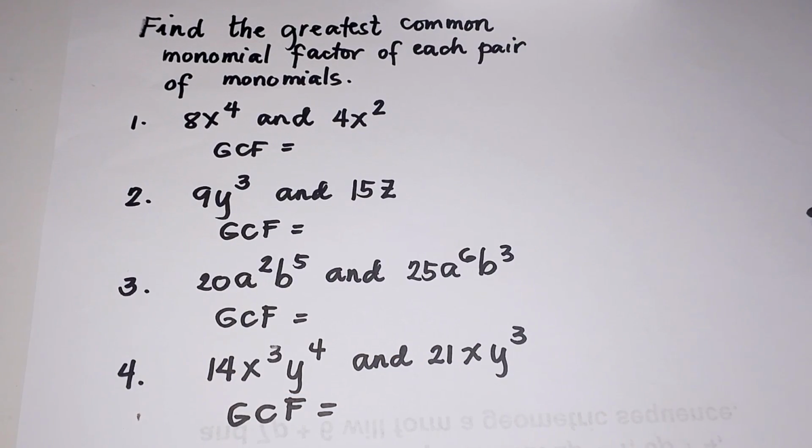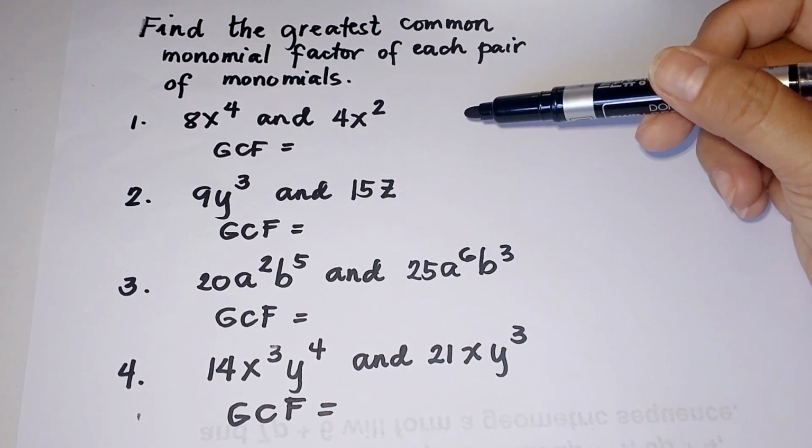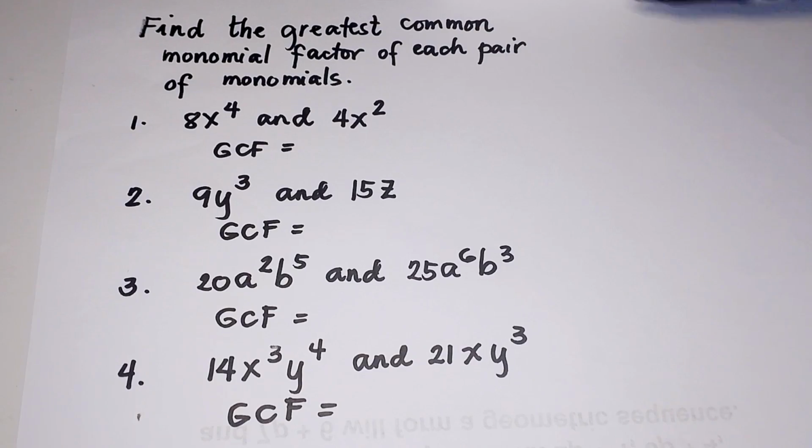Let us find the greatest common factor, or the greatest common monomial factor, of each pair of monomials. Number 1, 8x to the fourth and 4x squared. What is the GCF of these two monomials?